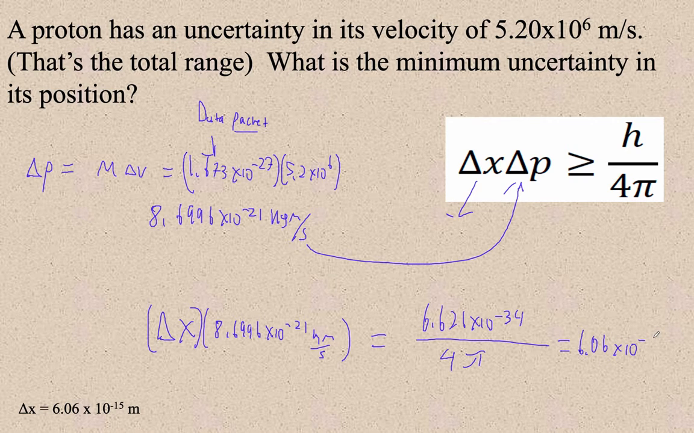Roughly the size of a nucleus, right? Minus 15th, a big one. Meters. Now you'd have to say this is the total range of where it could be, right? You'd have to say that its position has an uncertainty of 3.03 times 10 to the minus 15th, right? That would be, up that much, down that much. This is the total range, right?